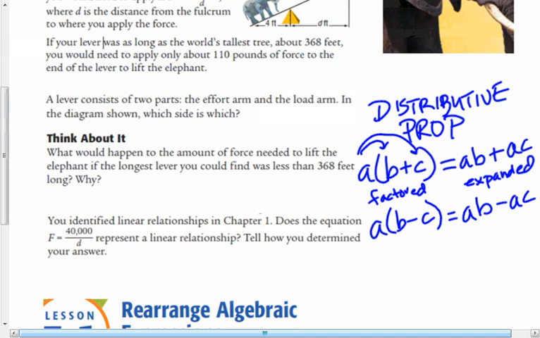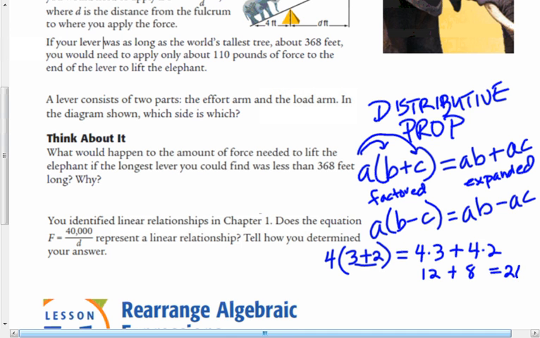And just to show you how that works, let's say I want to do 4 times the quantity 3 plus 2. Now, of course, I could just add 3 plus 2 first, which is 5, and multiply by 4. But I could also do 4 times 3, which is 12, and 4 times 2, which is 8, and add them that way, and get 20 also. And some of you are thinking maybe that's not the most useful way for handling these, but in a lot of cases when we're dealing with problem solving, writing expressions and equations, it's very helpful to know that.